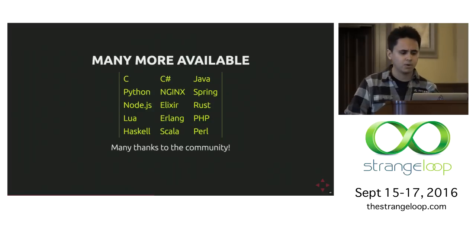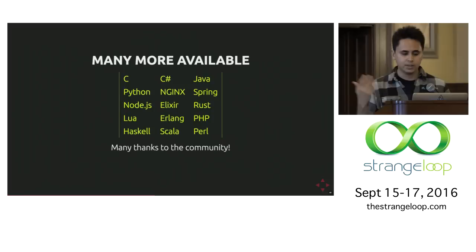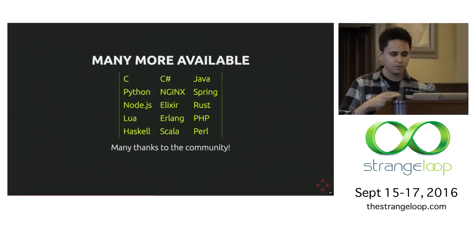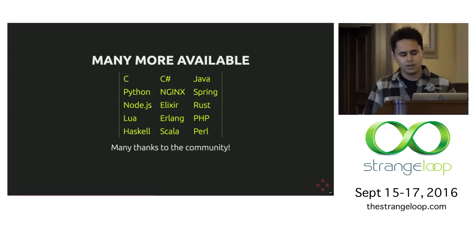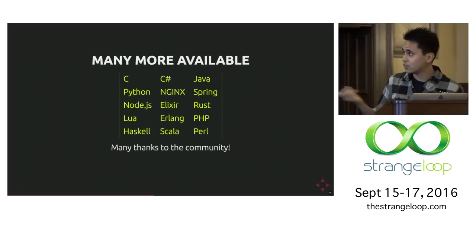But now there are many more available. So officially, the NATS team is supporting C, C#, Java. There's a couple of Python ones, Node.js, and Elixir too. There are many contributed by the community too. There's even one for Nginx.